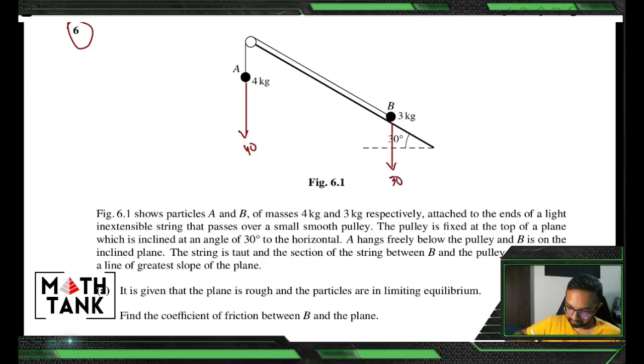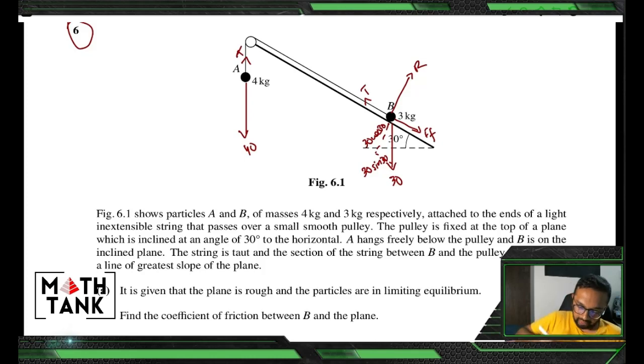That's 30. You resolve that. That's 30 sine 30, which is 15, and 30 cos 30, which is R. It's being pulled down, so frictional force is here. There is a tension here. There is a tension here.